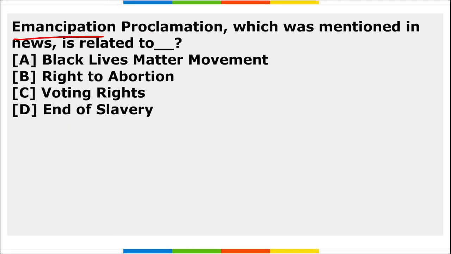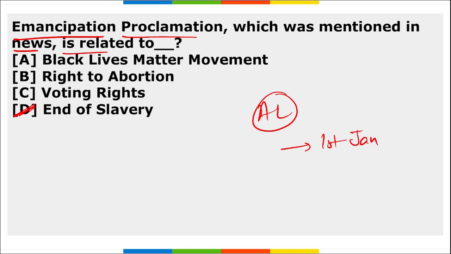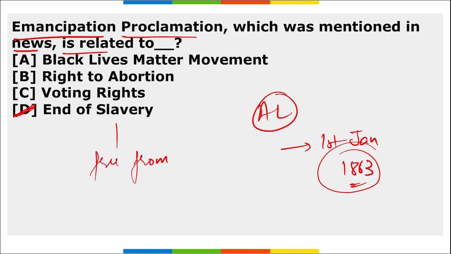Next question. Emancipation Proclamation, which was mentioned in the news recently, is related to what? This is related to the end of slavery. If you remember, former US President Abraham Lincoln issued this Emancipation Proclamation on 1st of January in the year 1863. It was to free African Americans in the secessionist Confederate States from slavery. That means to make people free from slavery, or you can say end slavery. This term Emancipation Proclamation was used.